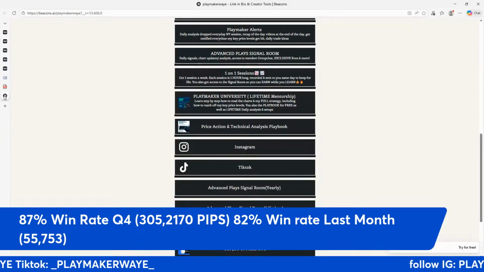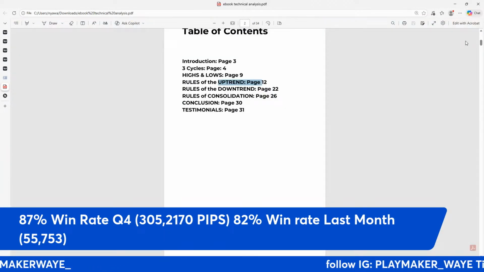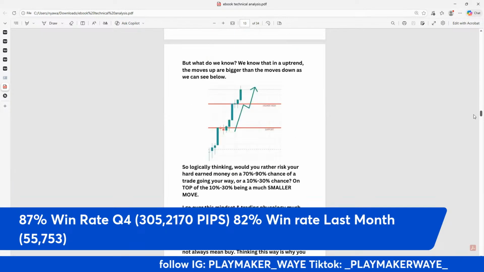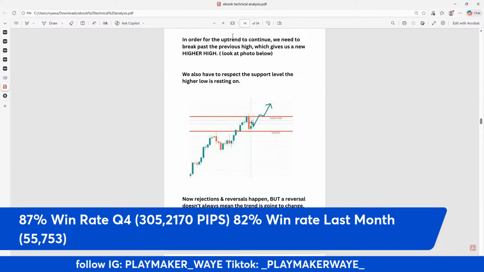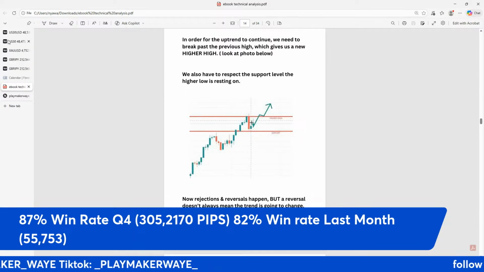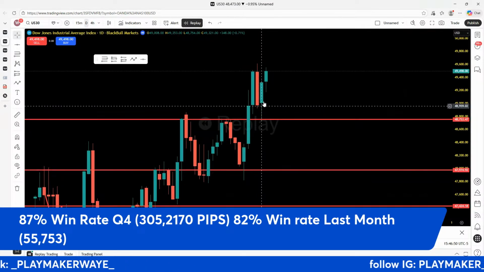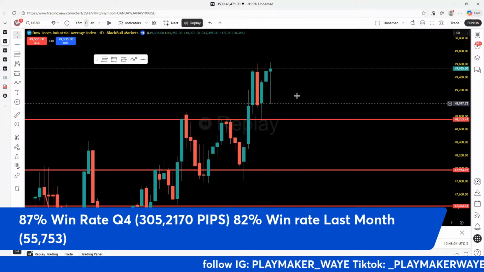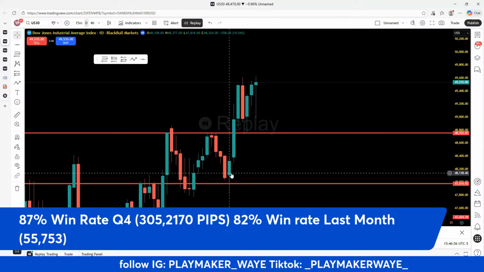But look what price did. All right, let's go back to the rules of the uptrend. What did price do right here? It turned this resistance level into a support. Right? You see how price broke this level, tapped it, and gave us a new higher high. Y'all see that? Again, very, very simple.